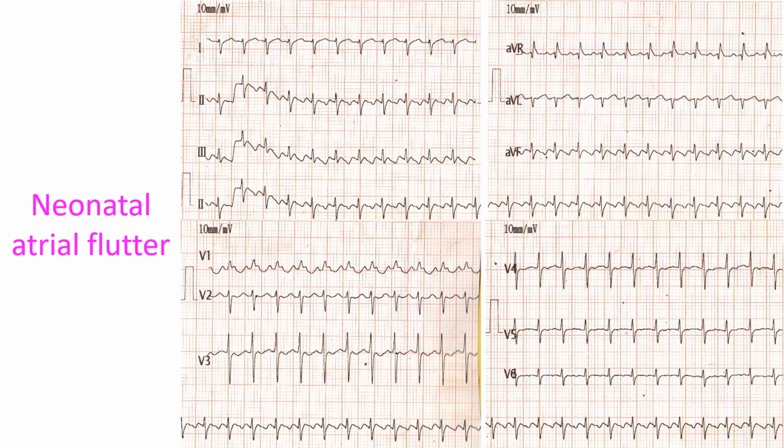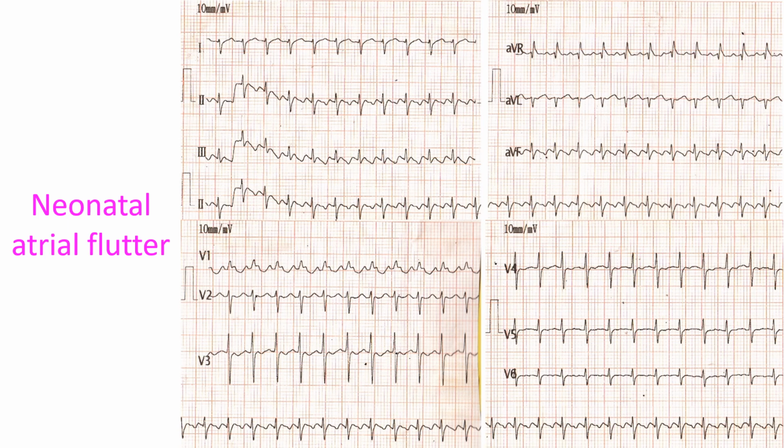Neonatal atrial flutter is a rare arrhythmia of the newborn. Neonatal atrial flutter will have a much higher atrial and ventricular rate. Often, the fast heart rate in the fetus is considered a sign of fetal distress. In this ECG, the ventricular rate is over 200 per minute.